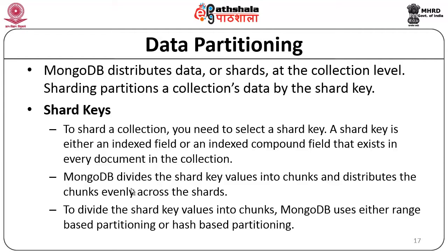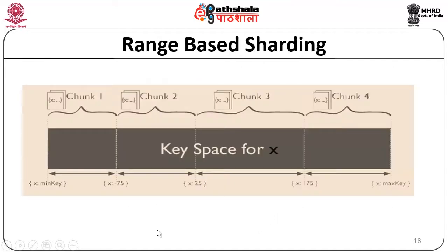What MongoDB actually does is divide these shard key values into chunks and then distribute the chunks evenly across the shards. This happens so that unique shard keys can be assigned to the divided chunks. To divide the shard key values into chunks, MongoDB uses either range based partitioning or hash based partitioning. If it is range based partitioning, it looks like this, as shown in this diagram. The entire key space is taken and divided into ranges.